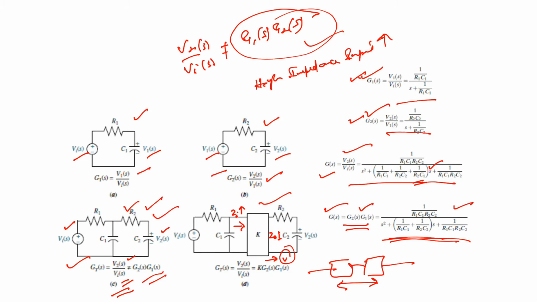So with the amplifier included, the equivalent transfer function will be the product of the transfer functions into the amplifier gain K, as shown here, and the amplifier gain K has a low output impedance and a high input impedance.